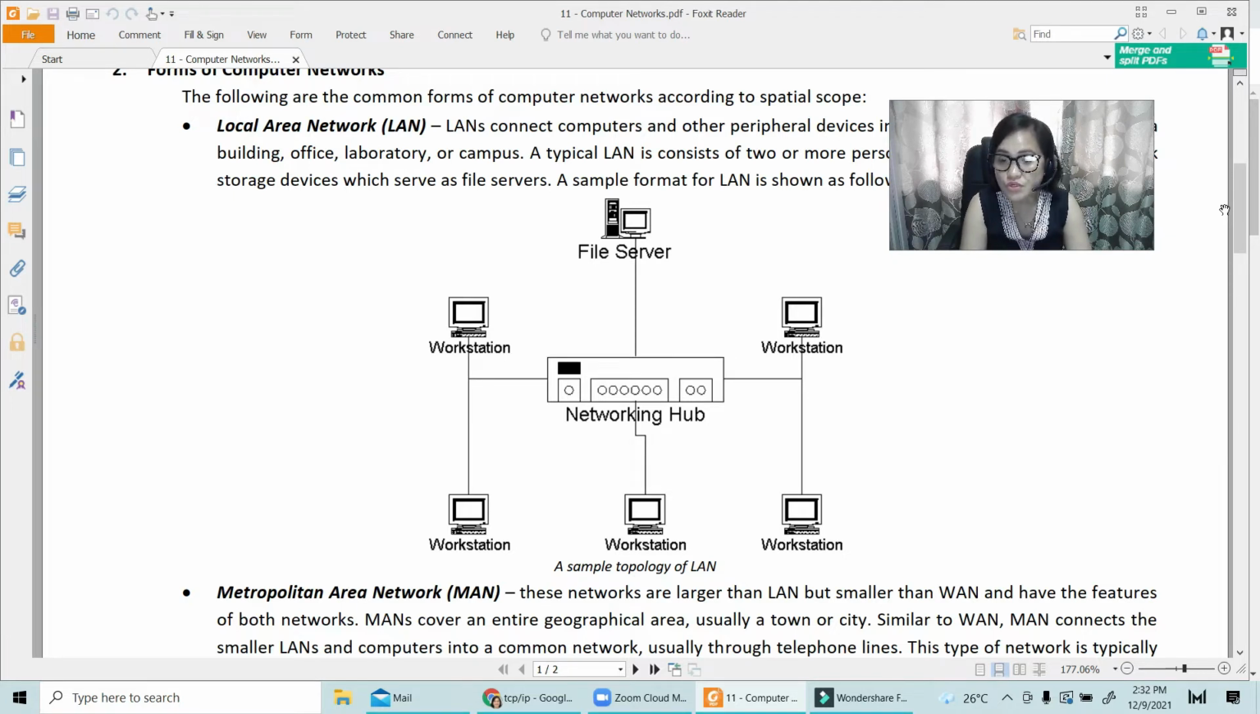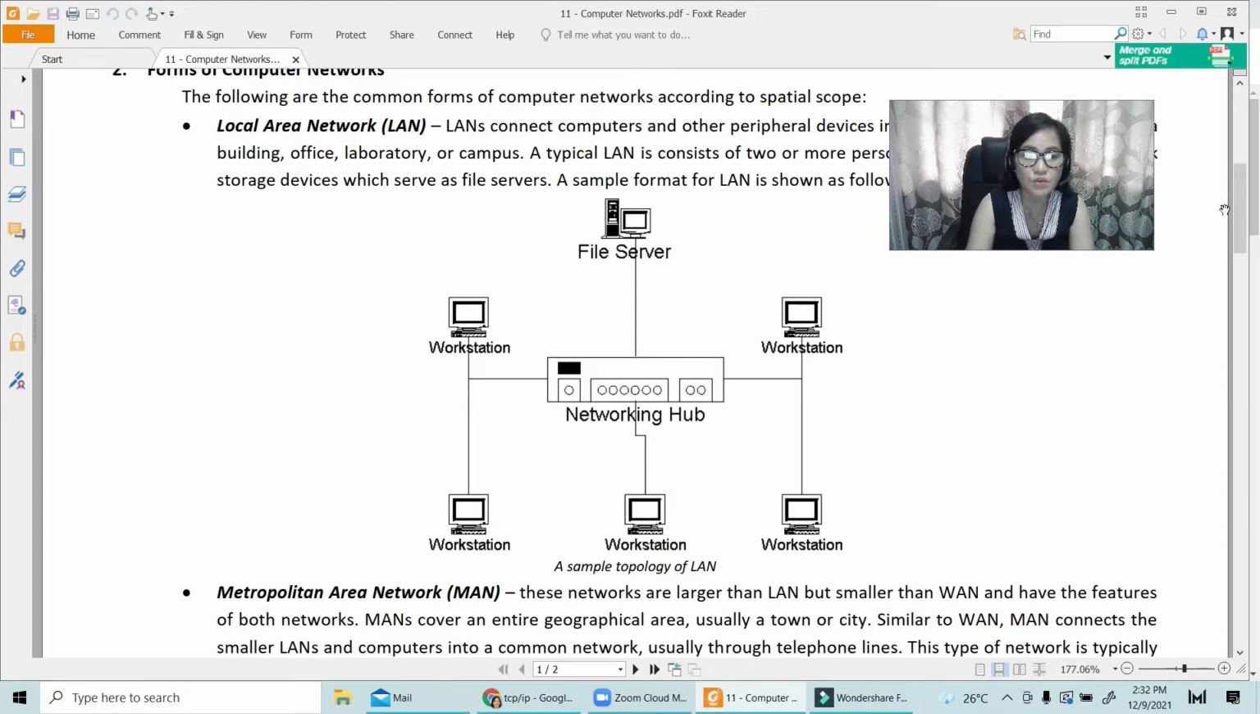So computers, especially desktops, are usually connected to the internet through LAN or local area network. Not unless you use a kind of device wherein it can get a signal through Wi-Fi.